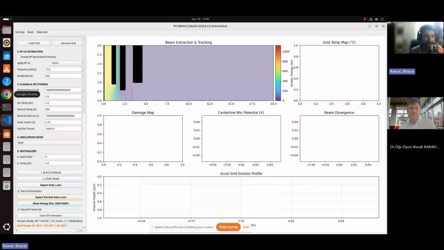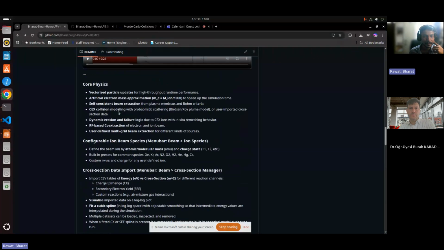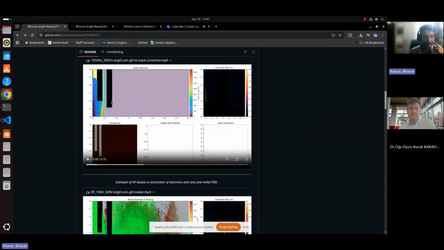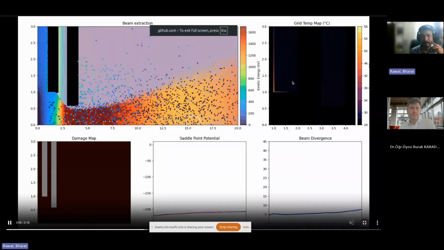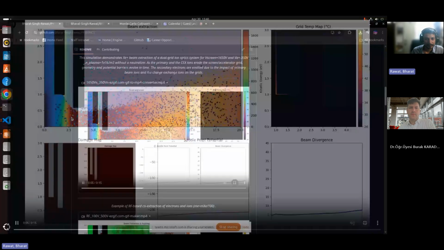Again, this is possible. So just to show what the simulation looks like, this is a typical example in which you see charge exchange ions flowing through the gap and then getting deposited. And here on this temperature, you can see the thermal effect of the grid. Of course, the thermal effect is also very much accelerated, which you can again control using the acceleration factor in the source code. And here is the damage map, and here is the saddle point potential, which is the potential exactly at the center of the acceleration grid.